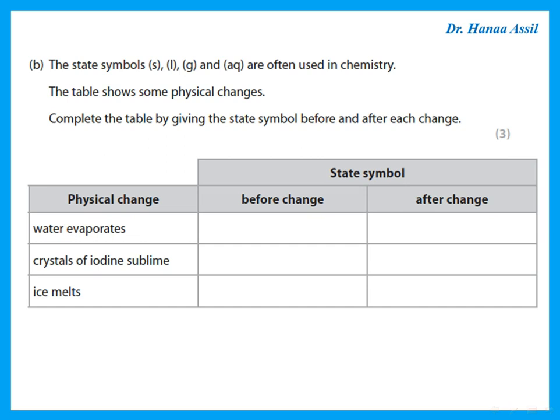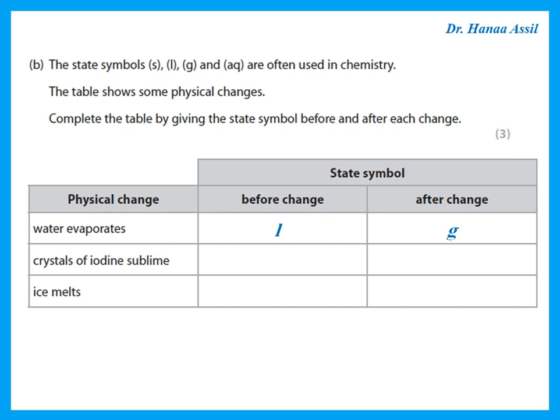The state symbols, these are often used in chemistry. The table shows some physical changes. Complete the table by giving the state symbols before and after each change. So when he says water evaporates, water originally is what? It's a liquid, and when it evaporates, it becomes a gas. So you want to write the state symbols. Don't write liquid or gas. It is L and G.